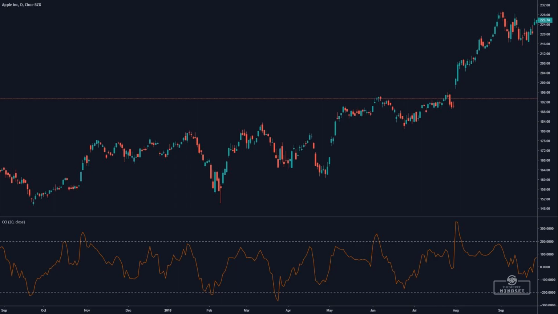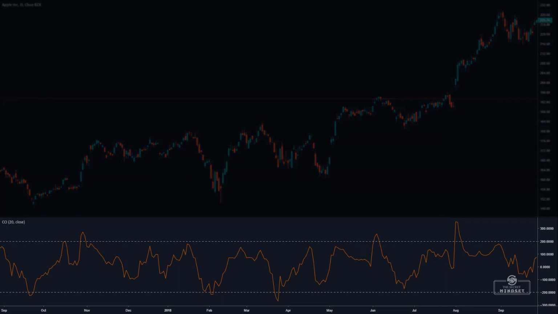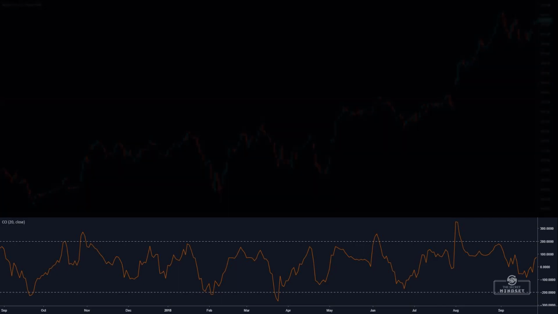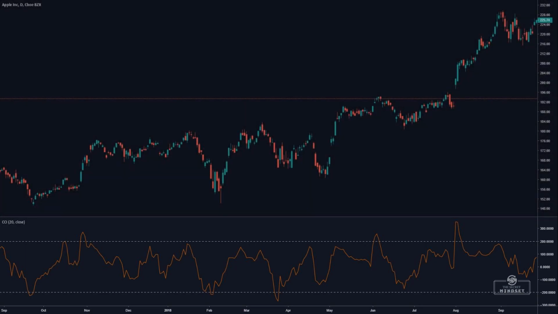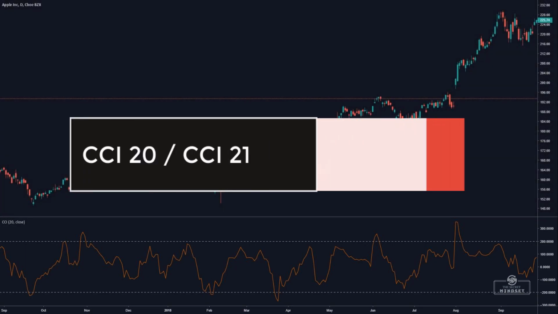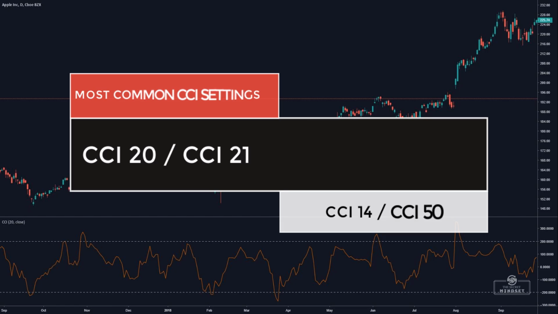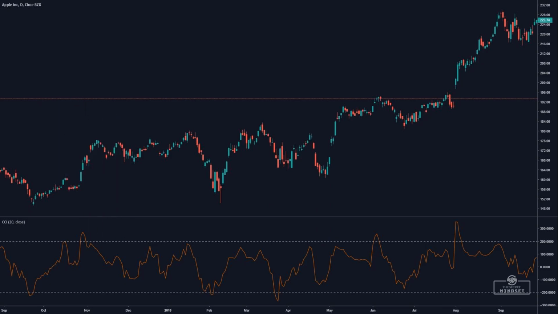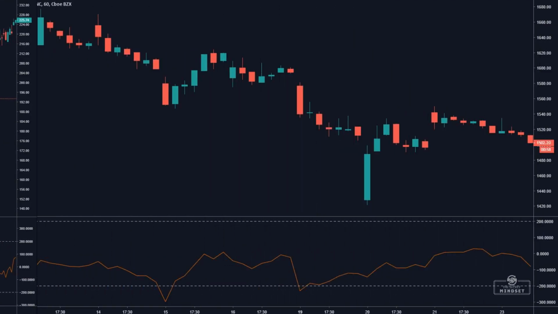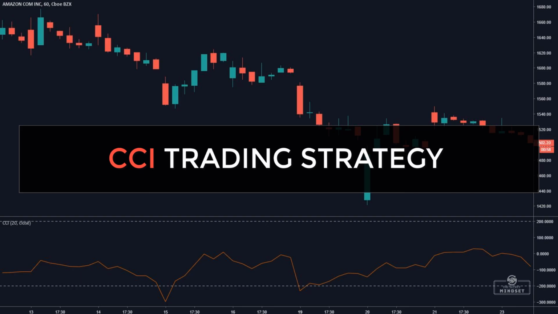CCI is one of the most popular indicators, and traders always tweak the settings of this indicator depending on their favorite time frame or trading style. Most of them use the standard settings, CCI set on a 21 period. CCI 14 period or 50 period are also popular among traders. Our CCI trading strategy involves three conditions to be met.